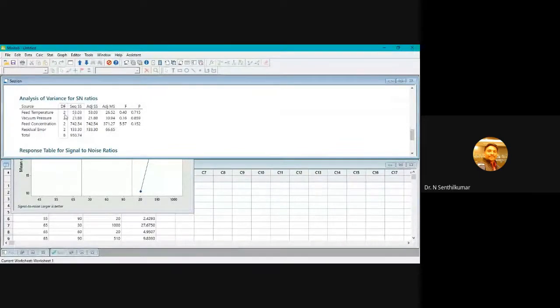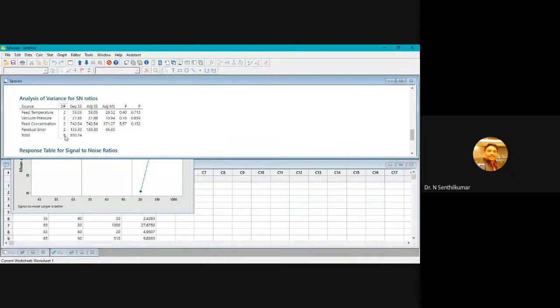So the degrees of freedom. What is this degrees of freedom? Feed temperature, I am going to 3 levels. So total degrees of freedom for feed temperature is 3 minus 1 level. So that is 2. So total it is going to be 8. Total 8 means total number of experiments is 9. So total degrees of freedom is 9 minus 1, which is equal to 8.